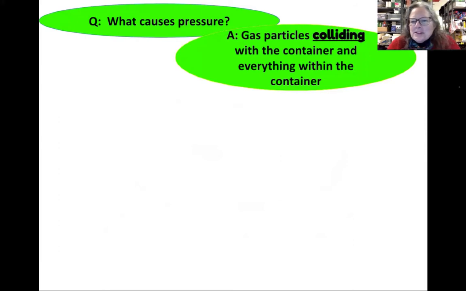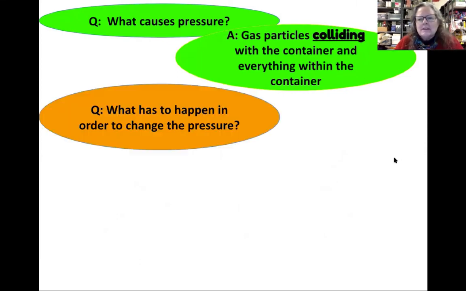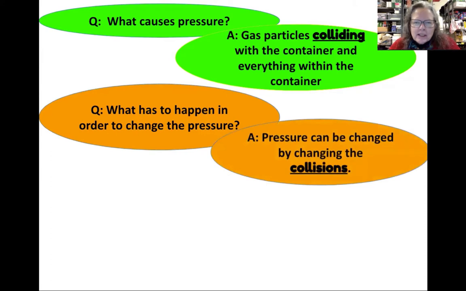The gas particles collide with each other. They collide with everything that's in their environment. They collide with the walls of the environment, and all that colliding causes pressure. So in order to change pressure, you need to change the number of collisions.